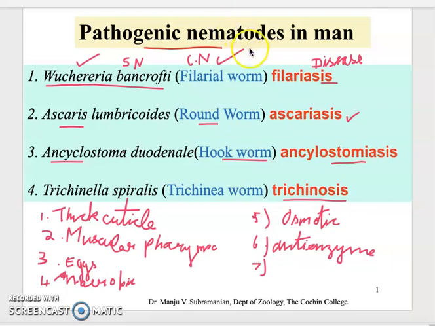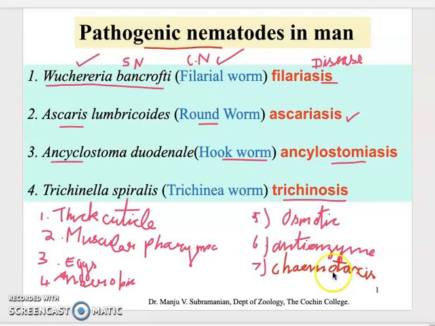Then they are chemotactic. A parasite such as a roundworm is guided by this chemotactic capacity. They finally find the habitat inside the host through chemotaxis. That is another phenomenon exhibited by these parasites, chemotaxis.